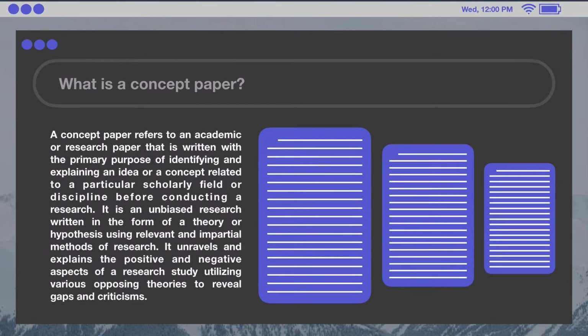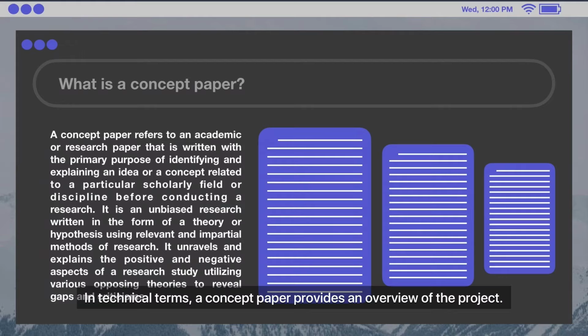A concept paper refers to an academic or research paper that is written with the primary purpose of identifying and explaining an idea or a concept related to a particular scholarly field or discipline before conducting a research. It is an unbiased research written in the form of a theory or hypothesis using relevant and impartial methods of research. It unravels and explains the positive and negative aspects of a research study, utilizing various opposing theories to reveal gaps and criticisms. In technical terms, a concept paper provides an overview of the project.